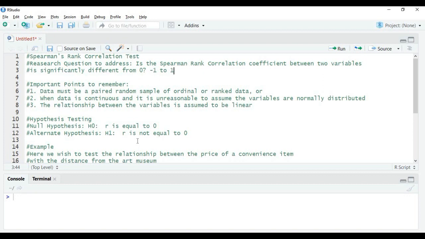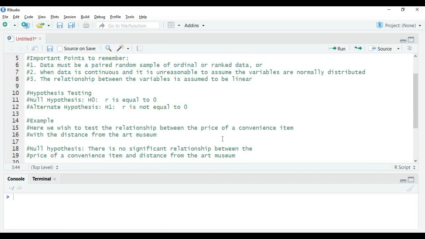So let's move ahead and take an example. Here we wish to test the relationship between the price of a convenience item and the distance from an art museum. I've taken this example from a research paper, where the researchers wanted to study whether the price of a convenience item depends on the distance from an art museum. They measured it and figured it out, so I wanted to take that example and let us do it.